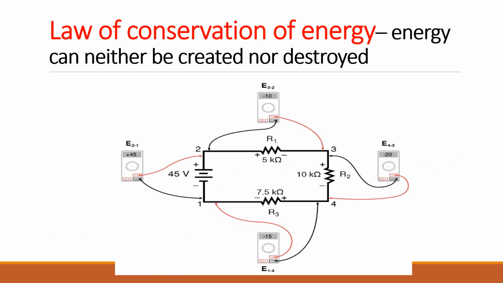Let's look at the law of conservation of energy. It says energy can neither be created nor destroyed. Here we have a voltage source which supplies energy, and we have 3 resistors, and they are consuming energy. So whatever energy is supplied by the voltage source should be consumed by the 3 resistors. We can find the power in these different elements, and they should be equal. That's what the law of conservation of energy says.